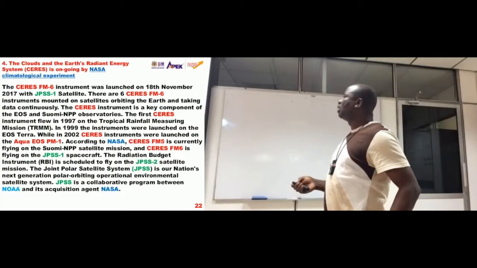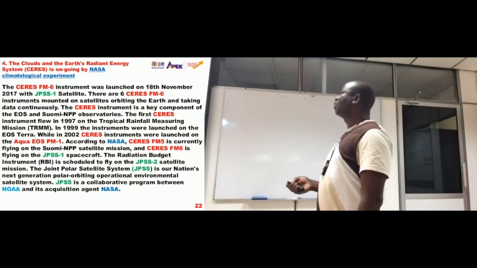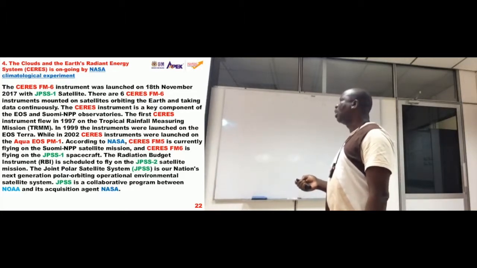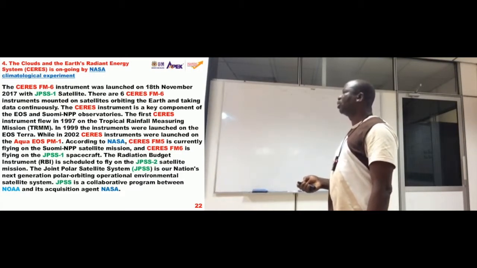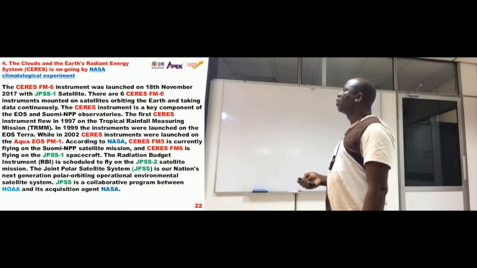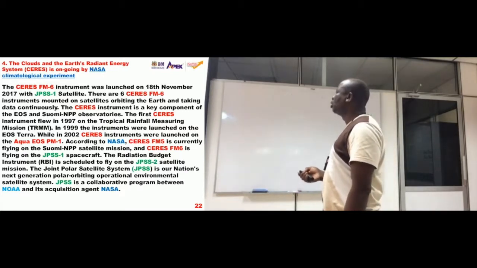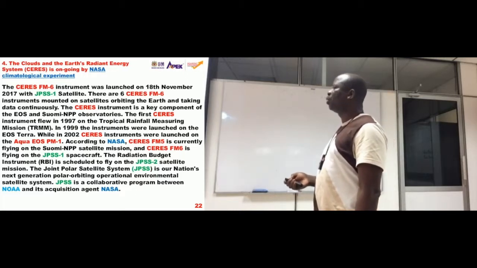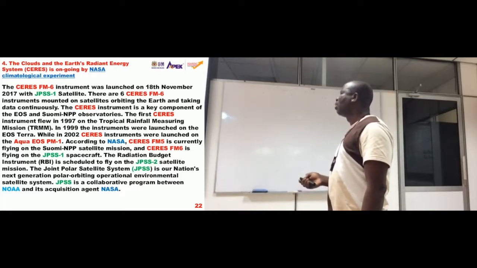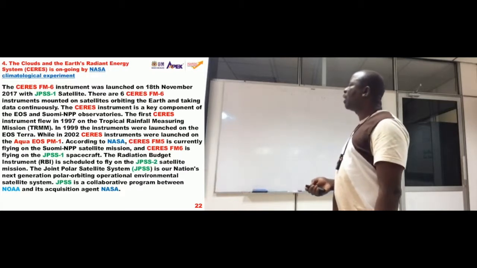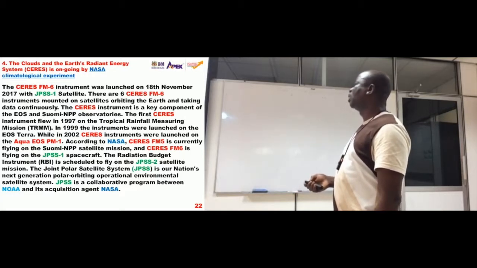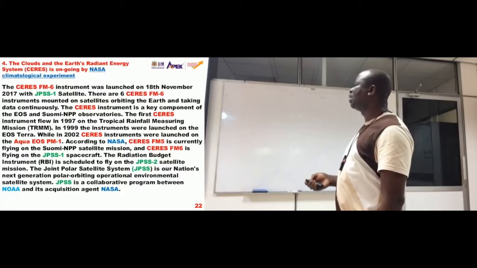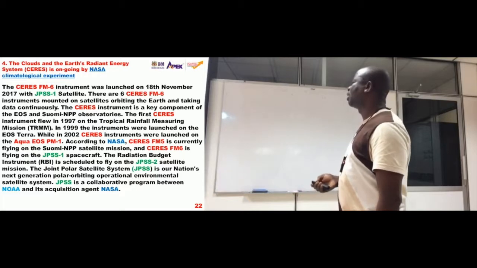So the first instrument flew in 1997 on the Tropical Rainfall Measuring Mission. But in 1999, it was launched on the Earth Observing System Terra, while in 2002, CERES instruments were launched on the AQUA-MODIS, according to NASA. CERES M5 is currently flying on the Suomi North Polar Program satellite mission, and then CERES M6 is flying on the Joint Polar Satellite System 1 spacecraft.